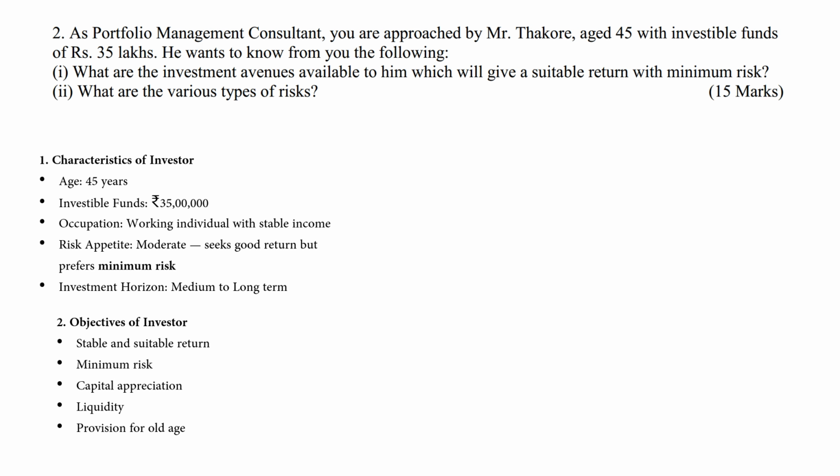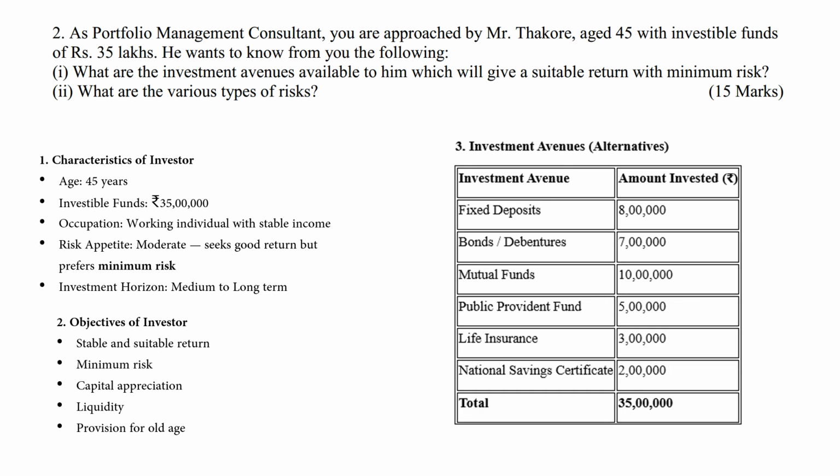So according to that, the 35 lakhs we have broken up into investment avenues. Amount invested: fixed deposit 8 lakhs, bonds 7 lakhs, mutual fund 10 lakhs, provident fund PPF 5 lakhs, life insurance 3 lakhs, and NSC 2 lakhs. The total comes to 35 lakhs. So first we note down the characteristics, then the objectives, and then the investment avenues. First go through this. Then we have to explain all the types of avenues, the meaning with merits and demerits. So till then first go through, then we'll come to the next slide.